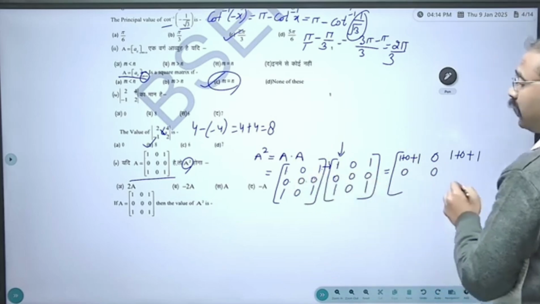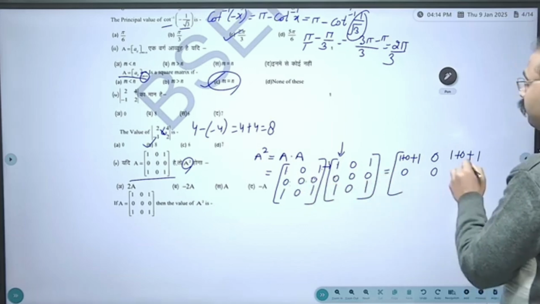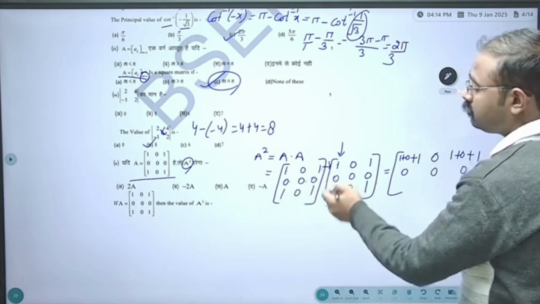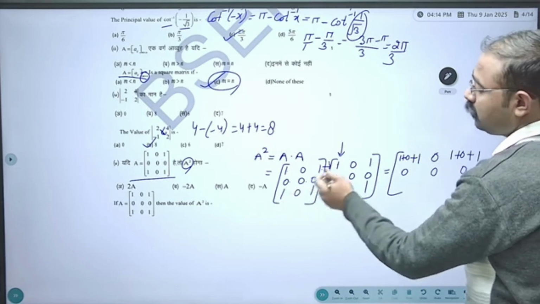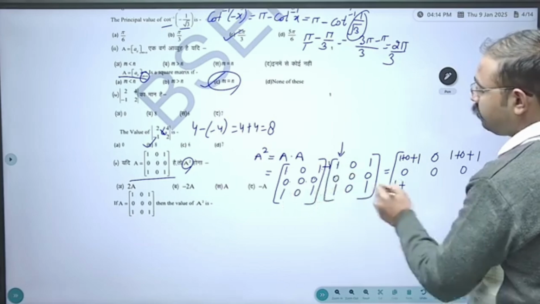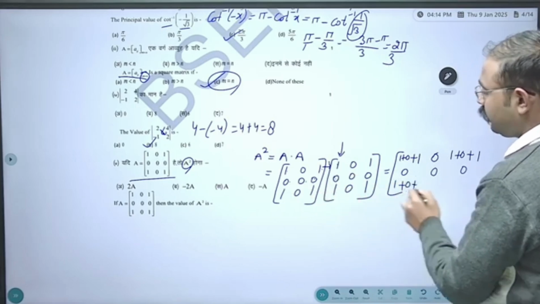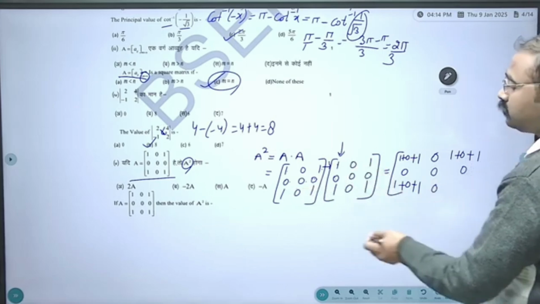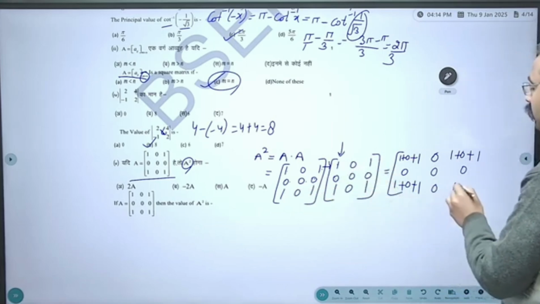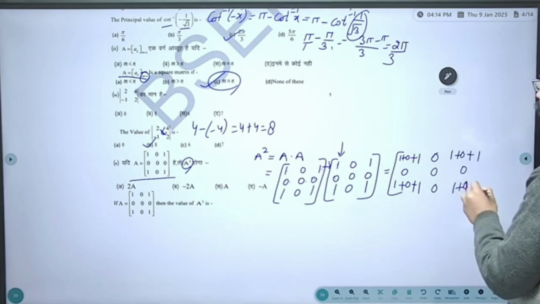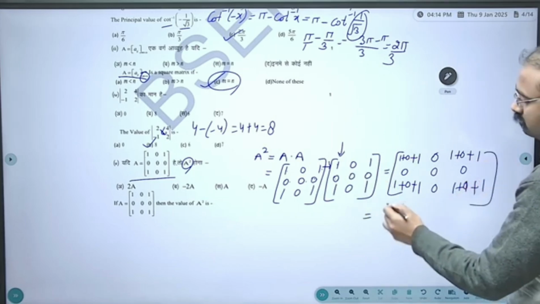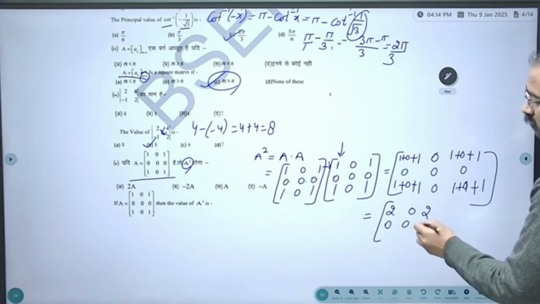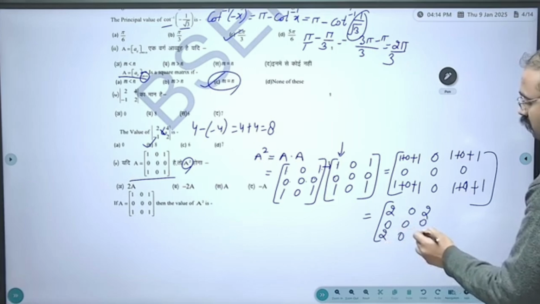Second row, second column, we will have 0, and second row, third column also, in this also, result will be 0. Then third row, first column, 1 multiply 1, 1, plus 0 multiply 0, 0, plus 1 multiply 1, 1. Third row, second column, all elements are 0, then result will be 0. Third row, third column, in this we will have 1 plus 0 plus 1. 1 plus 1, 2, 0, 2, 0, 0, 0, and again 2, 0, 2.